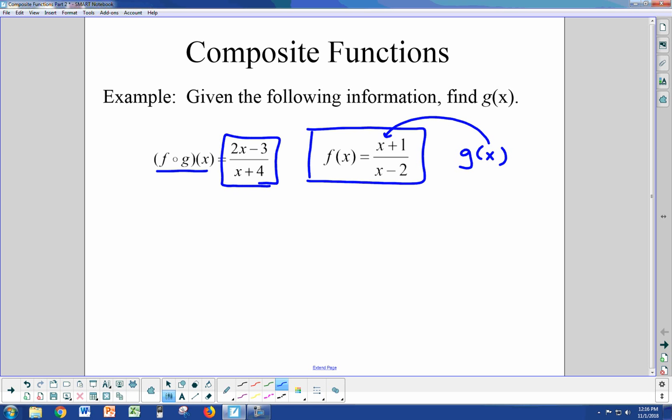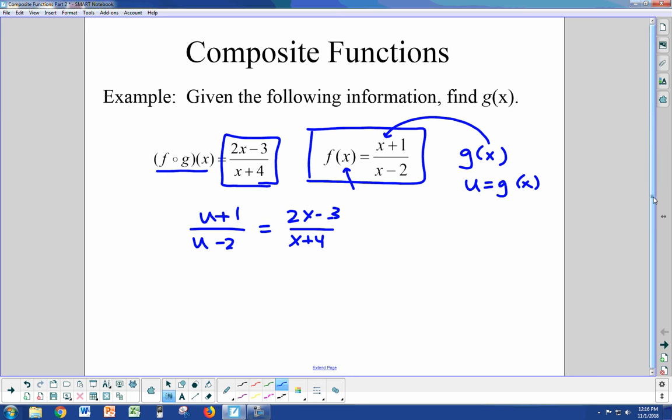So when we do this, we can simply use a u substitution. I like to use u equals g of x. That's my most convenient substitution, and it will look like this. I'll put that u into my f function here, and so it's going to be (u plus 1) over (u minus 2). And the answer, when we plug that in, should be (2x minus 3) over (x plus 4). Now this is not too bad.